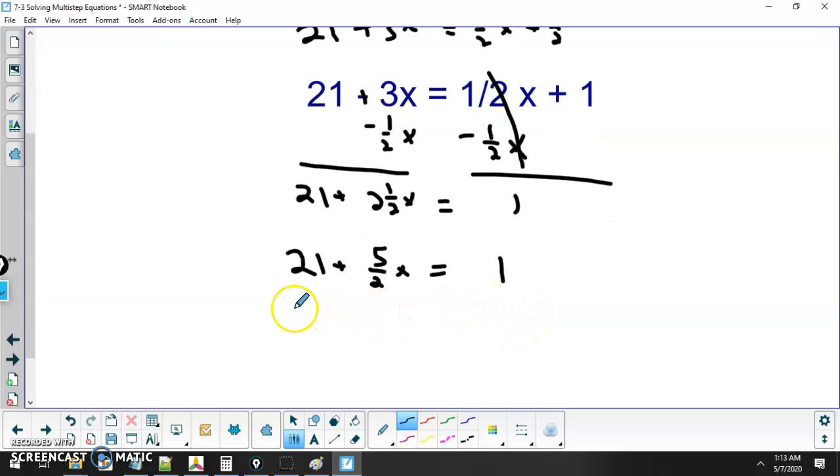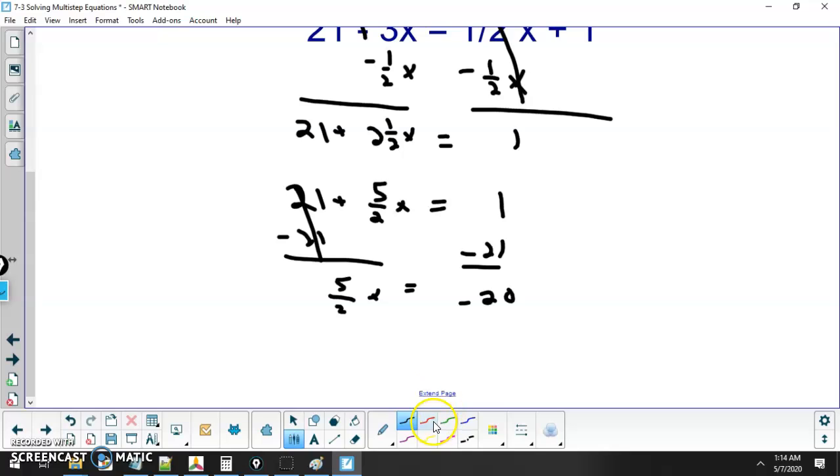And then we got a good old two-step. So we subtract 21. Voila. And 1 minus 21 is equal to negative 20 equals 5/2 x. Boom. And then we multiply both sides by the reciprocal. Good old reciprocal. All right, so we have x by itself, and then we need to reduce all this here.